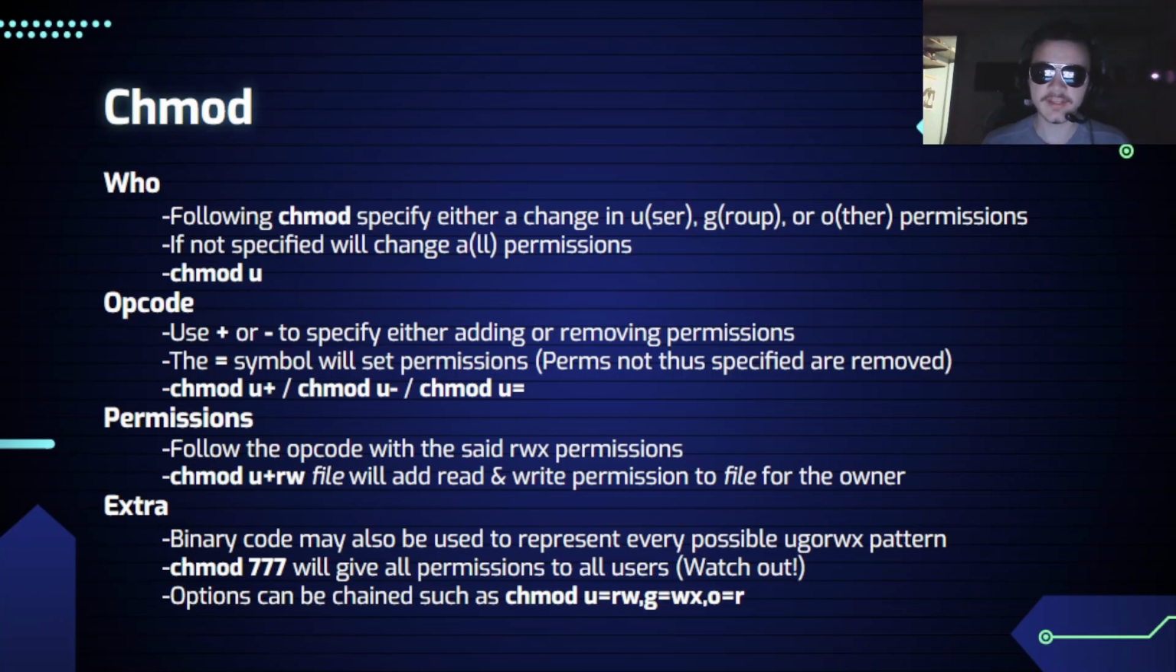Here we have some examples. chmod space u plus, meaning you would add permissions to user. chmod u minus, meaning you will subtract permissions from the user. And chmod u equals, meaning you will set permissions for the user for any set file. Now following that, we will put the permissions, and that means RWX. For example, if you put chmod u plus rw and then a file, it will add read and write permissions to said file for the owner, since we input u as user. Now, as extra info, instead of doing this human readable RWX system, we can input permissions in binary code to represent every possible user, group, other, read, write, execute pattern.